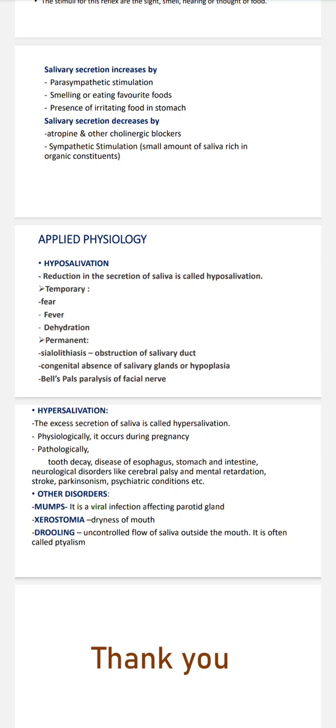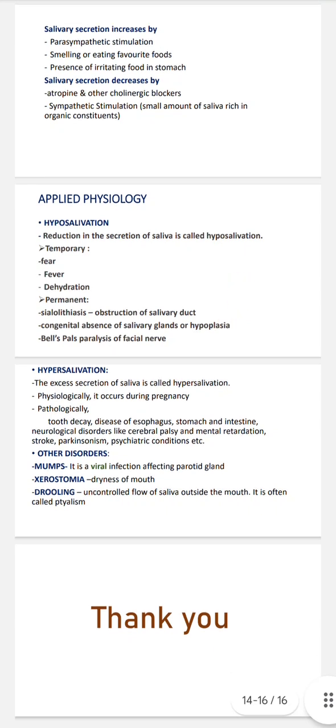Congenital absence of salivary glands or hypoplasia, or even Bell's palsy, paralysis of the facial nerve, hyposalivation occurs. And hypersalivation: the excessive secretion of saliva is called hypersalivation, and physiologically it occurs during pregnancy, and pathologically due to tooth decay, any disease of the esophagus, stomach as well as intestine, neurological disorders like cerebral palsy, mental retardation, stroke, Parkinsonism, as well as even some psychiatric conditions, salivary secretion may get increased.